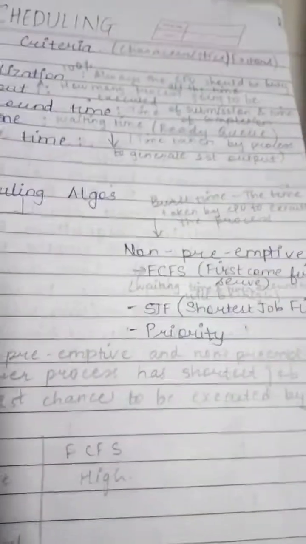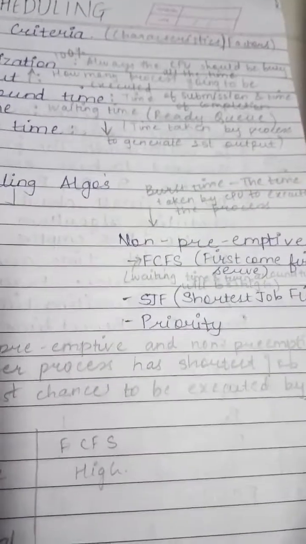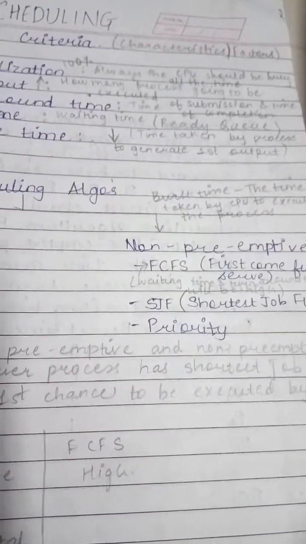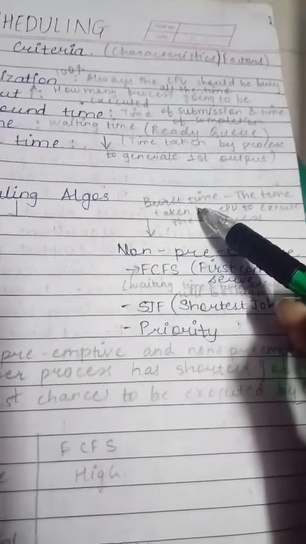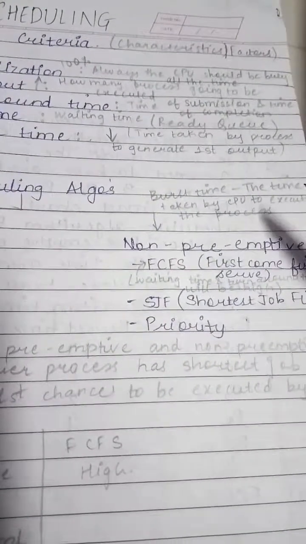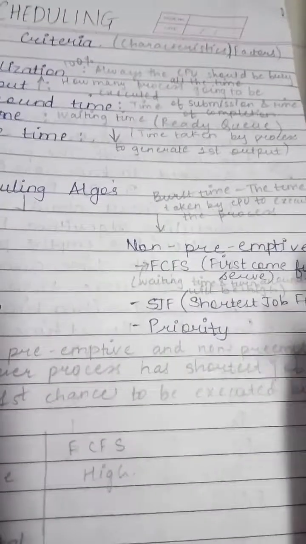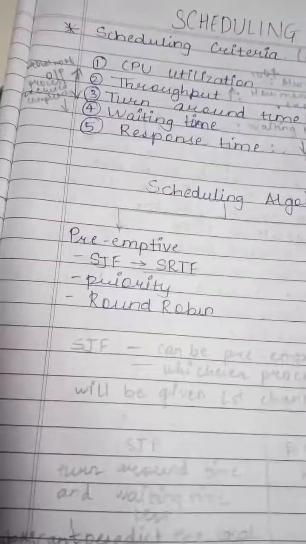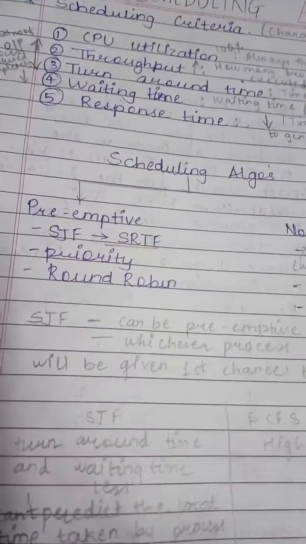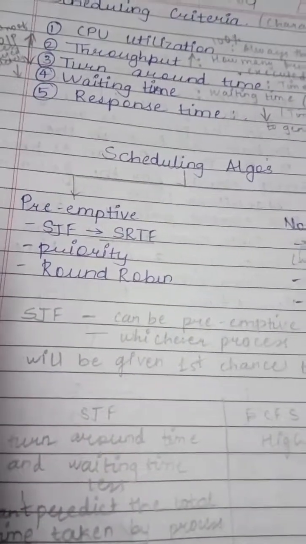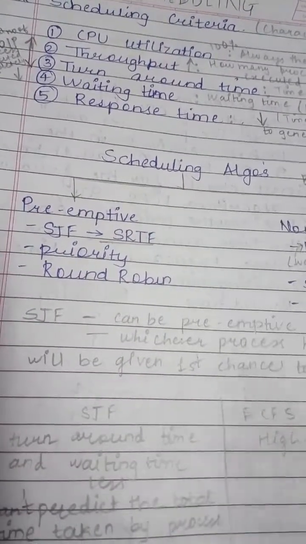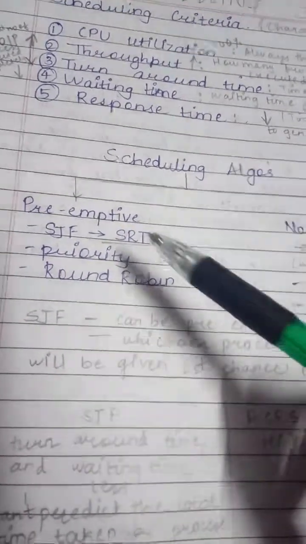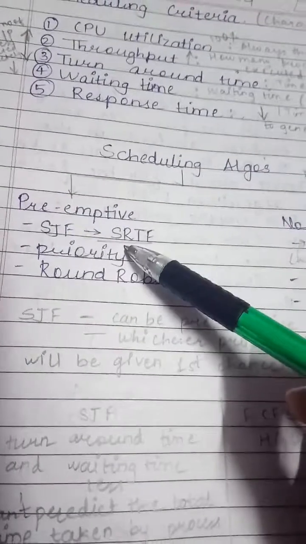One important concept you should know is burst time. Burst time is the time taken by the CPU to execute the process. So there are 2 types of scheduling: preemptive and non-preemptive. In these there are various scheduling algorithms which have been divided into preemptive and non-preemptive. So first we will see what is non-preemptive.